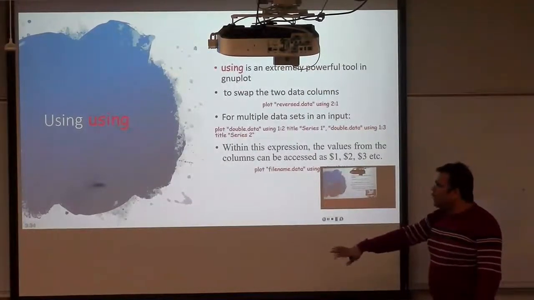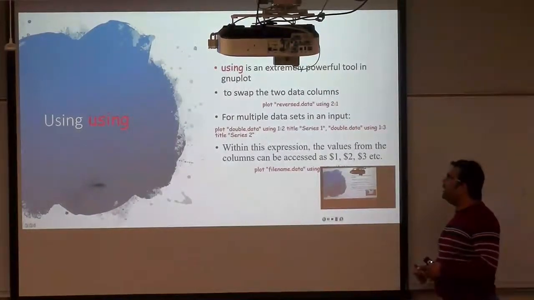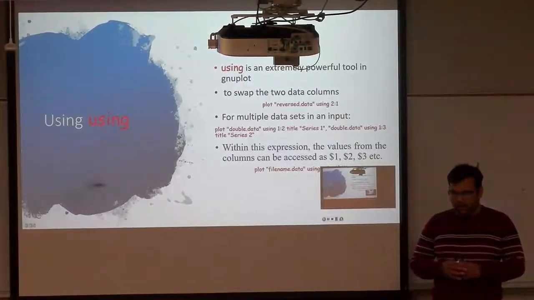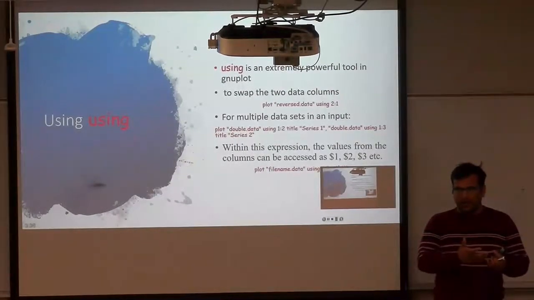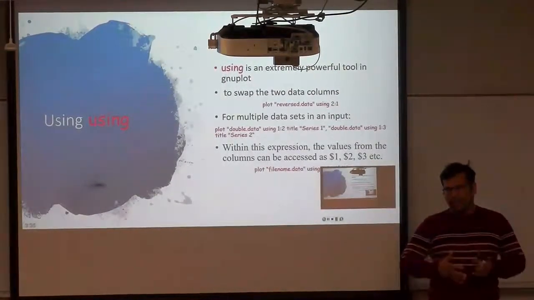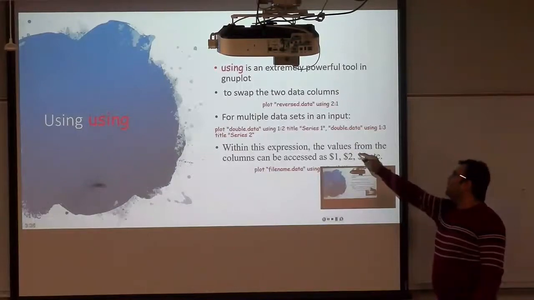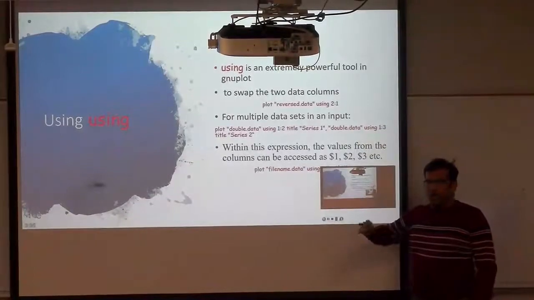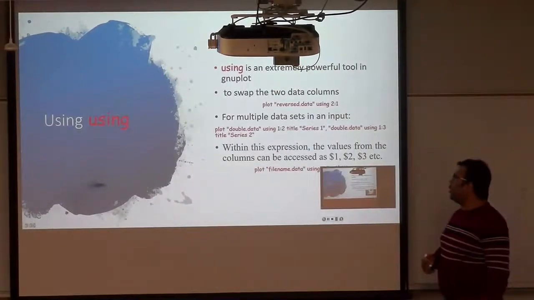This is another very useful tool while using this gnuplot software, that is using. Suppose I have a text file with 3 or 4 columns, and in that file the first column I want to make the dependent variable, the y-axis, and the second column I want to make my x-axis. How can we do that? Just plot that file name using 2:1. This 2:1 means it will make the second column your independent variable, the x-axis, and the first column your dependent variable, the y-axis.